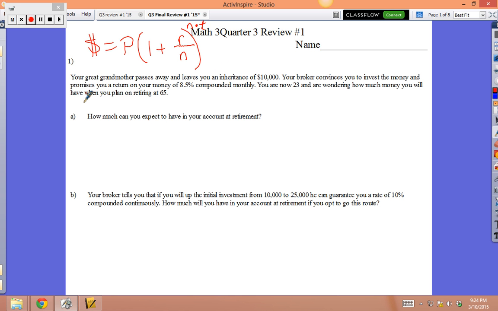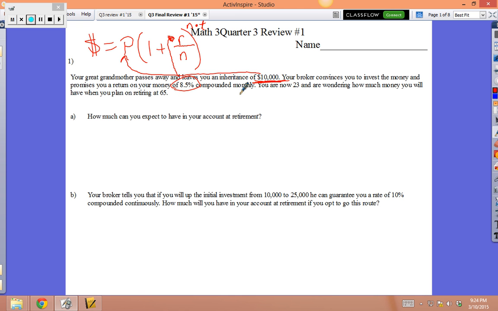So your first problem: you inherit some money and you talk to your broker, he convinces you to invest it with him, and he promises you... So the first thing you know, 10 grand, that's your P. That's how much you're going to deposit in the bank. 8.5%, that is your interest rate, and that's R. But you can't type it in as a percentage, you've got to type it in as a decimal, so you need to move the decimal 2 times to the left.